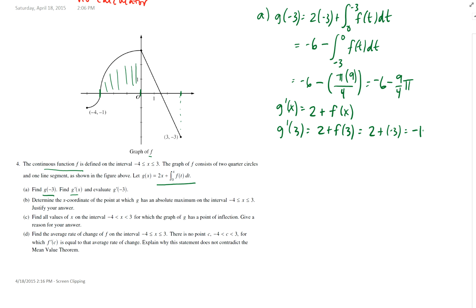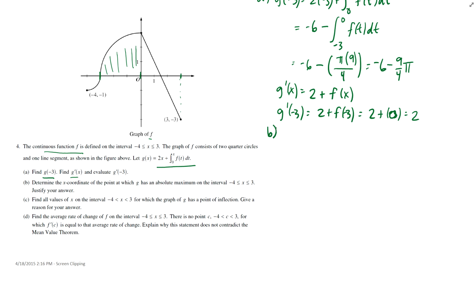Is that right? Oh, it's g prime of -3. Oops. So that's a -3. G prime of -3 is 0. So that would be 0. I knew something didn't look right. Now it's getting late on my side too. Okay, so there's A.